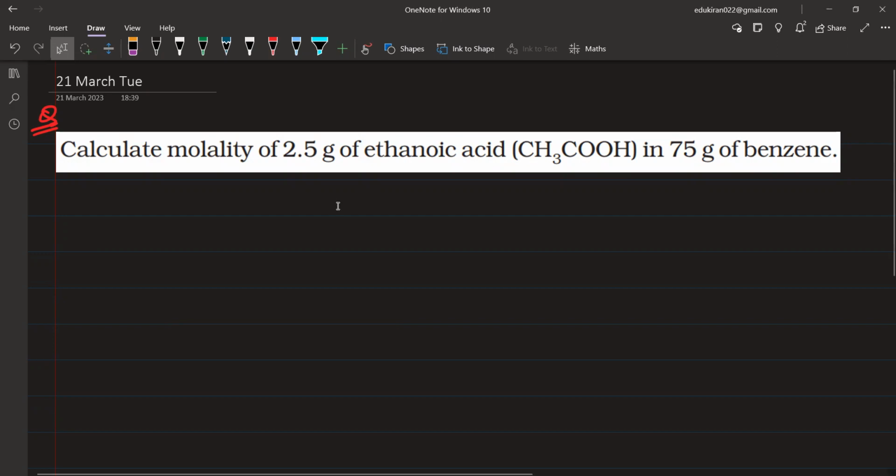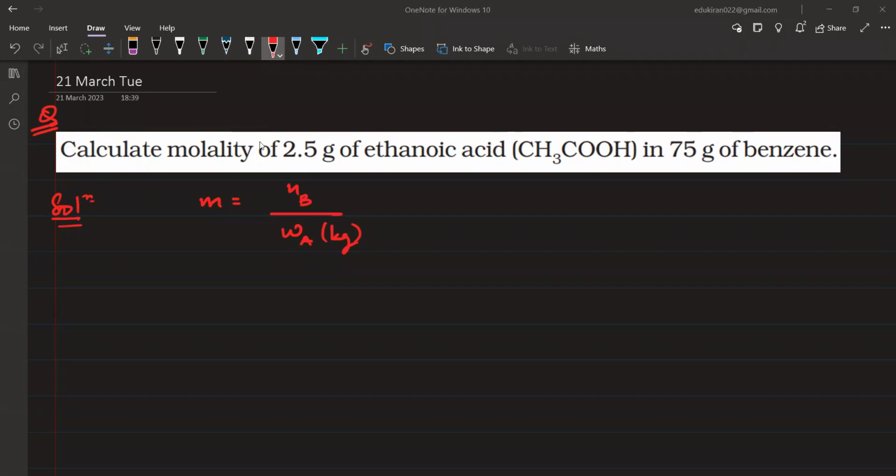Guys, I'm waiting for the answer. Acha, what is ethanoic acid? Ethanoic acid is CH3COOH. Okay, if you don't know what ethanoic acid is. Molality is equal to number of moles of solute divided by the mass of solvent in kgs. Yes. Okay. Fahad has given me an answer.